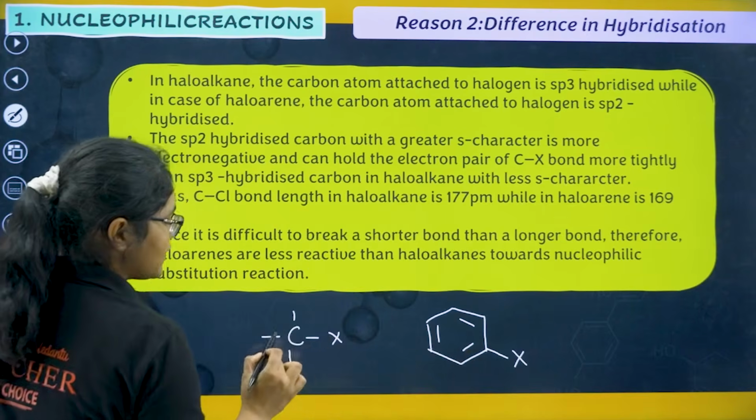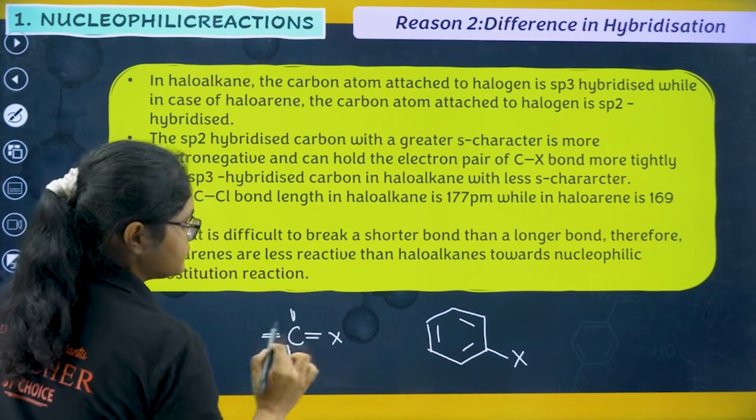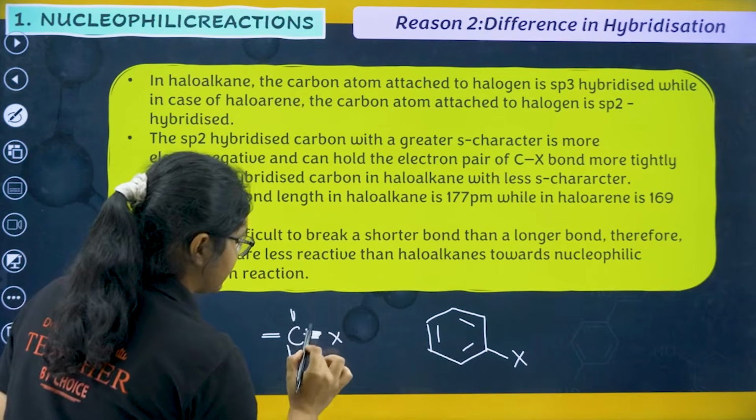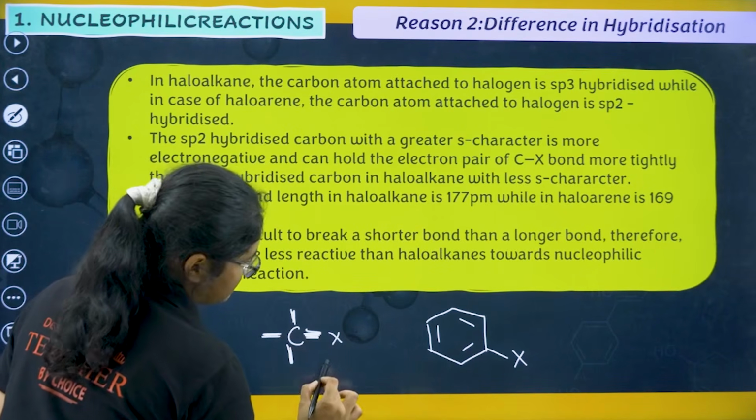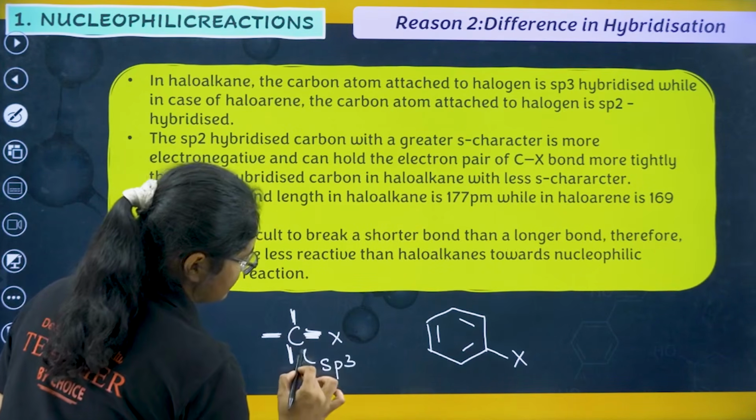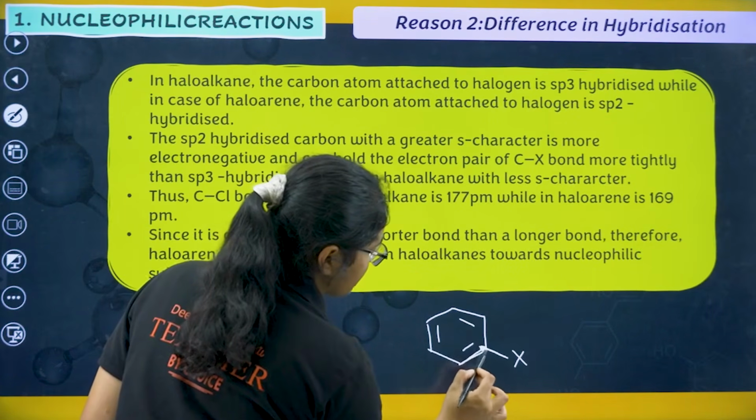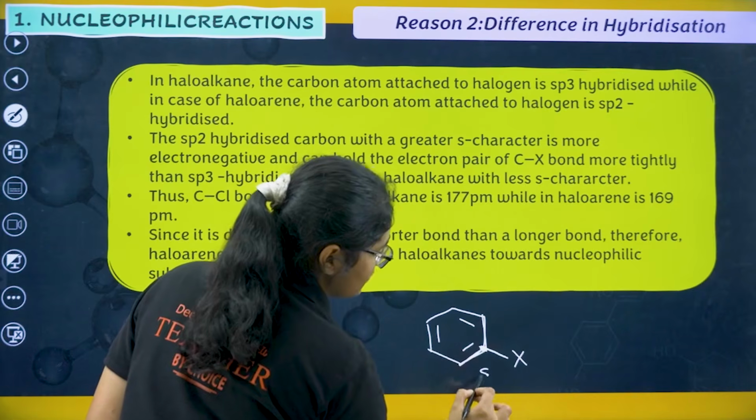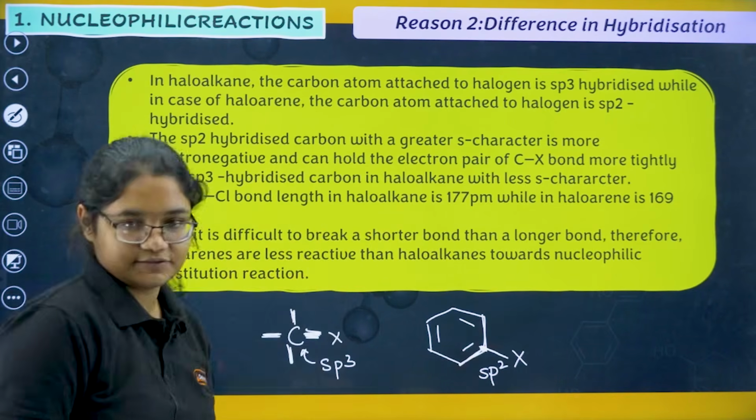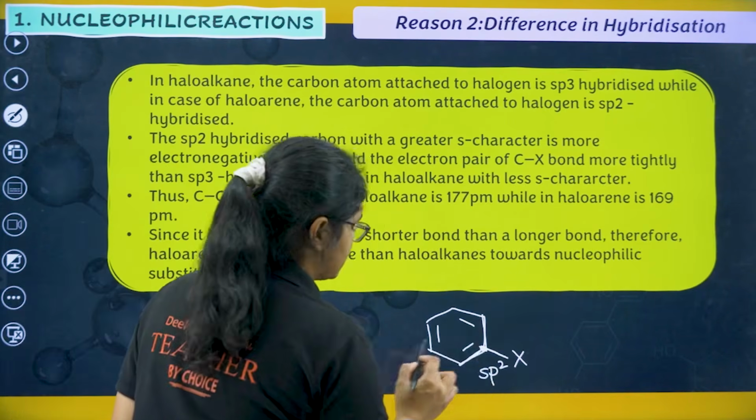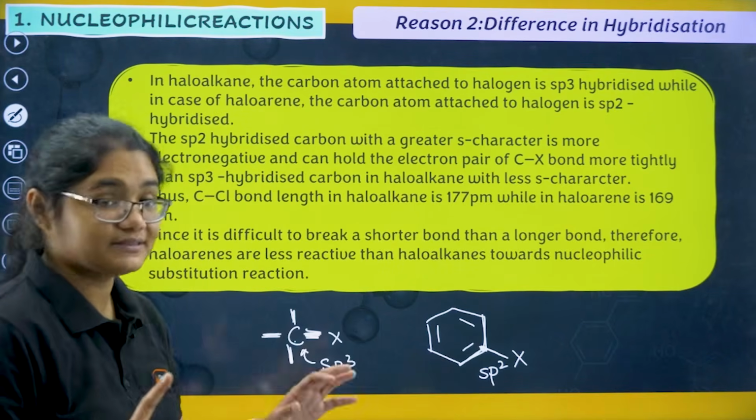Okay, now this carbon has 4 single bonds, so I am writing 4 just like this. This carbon has 4 single bonds, so it is sp3 hybridized. And if you see this carbon, it has 1, 2, and 3 single bonds, so it is sp2 hybridized. The hybridization of this carbon is sp2, and the hybridization of this carbon is sp3.